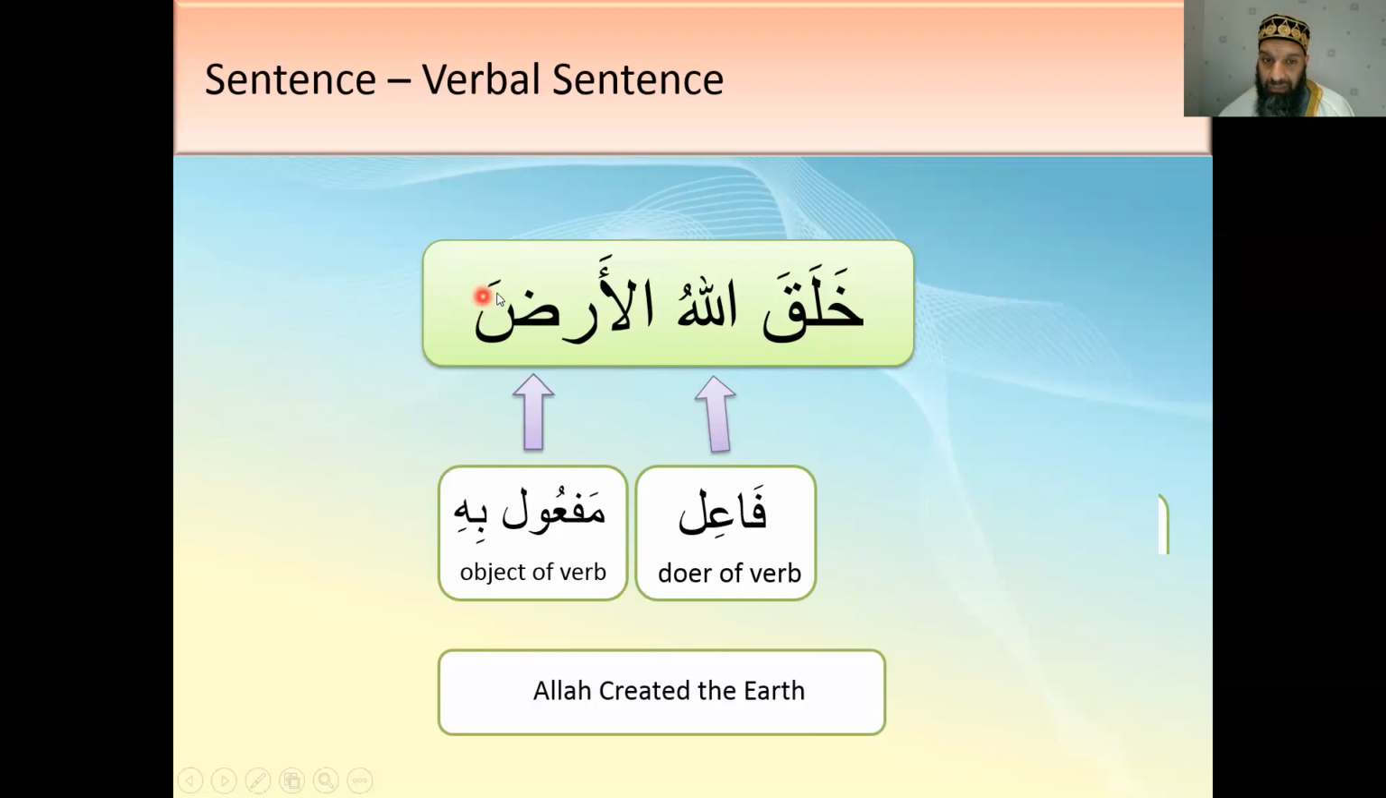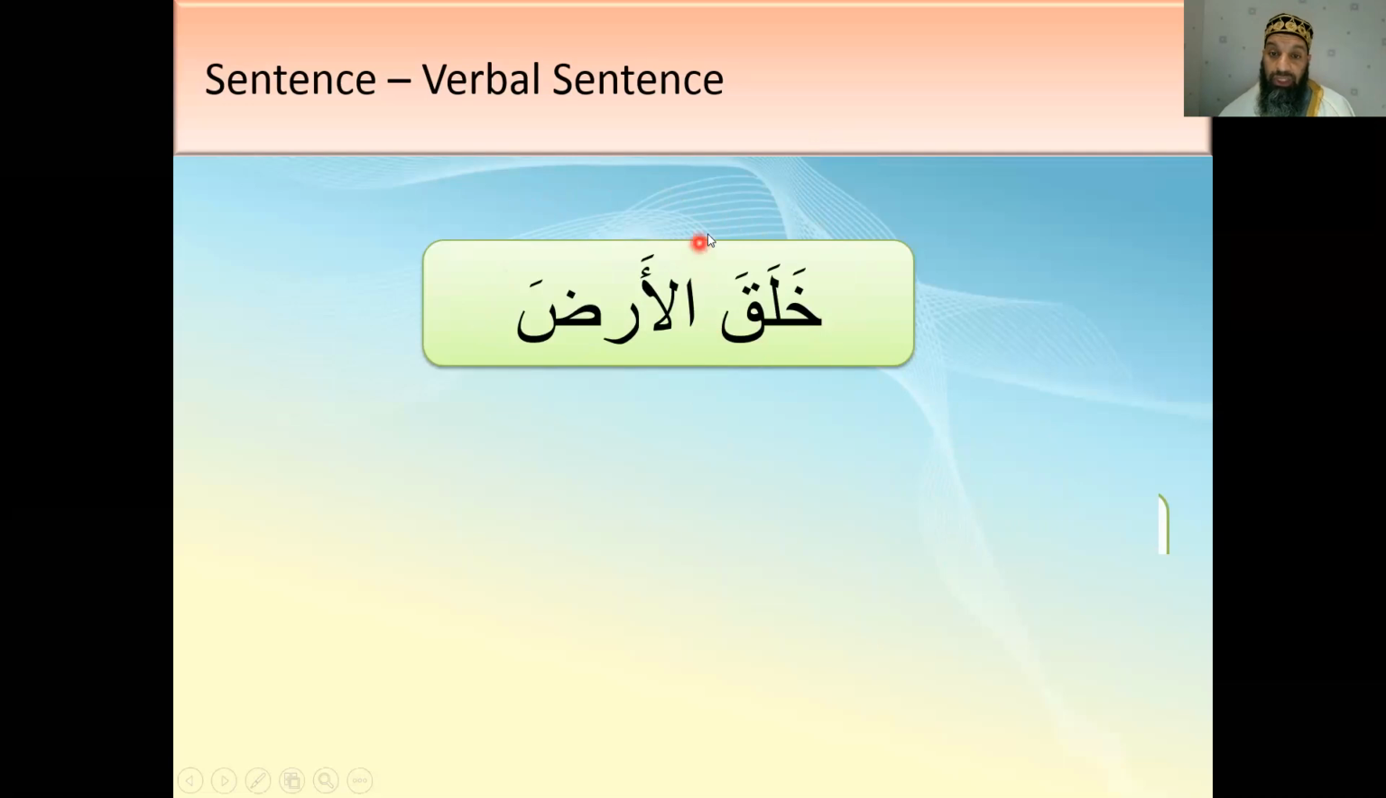The earth, because it's mansub. We did this, remember? That's why I'm just doing it a bit quick. Look at this one here. خلق, he created. Who created? From these two words, we don't know who created. Of course, we know it's Allah, but from these two words, it's not telling us who created. So sometimes you might get a sentence and you don't know who the doer was. From the context, you'll know, right?